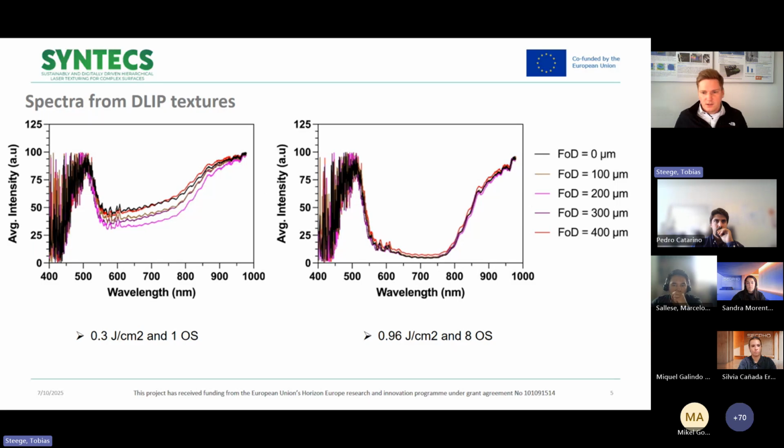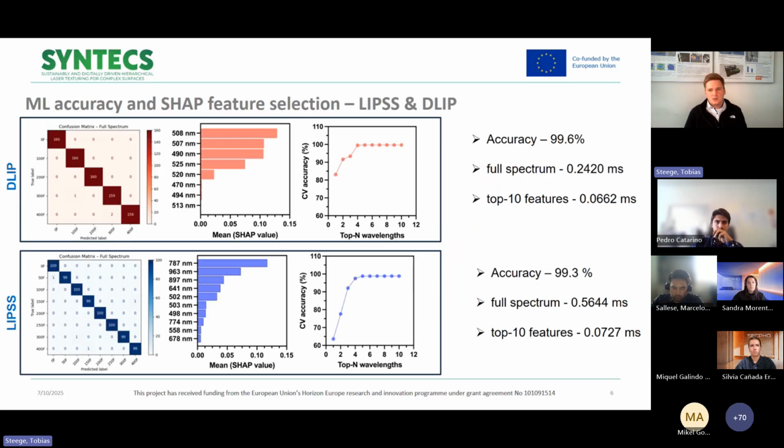So to develop an automatic system which can then say this worked or not, we feed this information into machine learning and neural algorithms to try to find an algorithm which can then predict if the texture worked and was done in focus and therefore was a uniform texture. And this worked really good. First we started, of course, with the full spectrum, and we had accuracies up to 99%. And then we even reduced the information we gave the neural network.